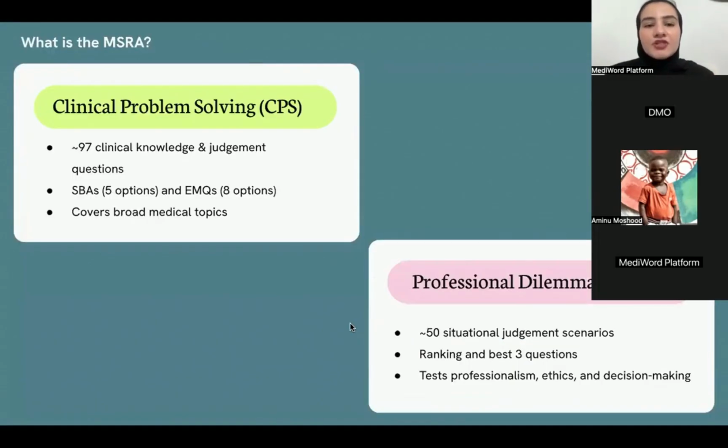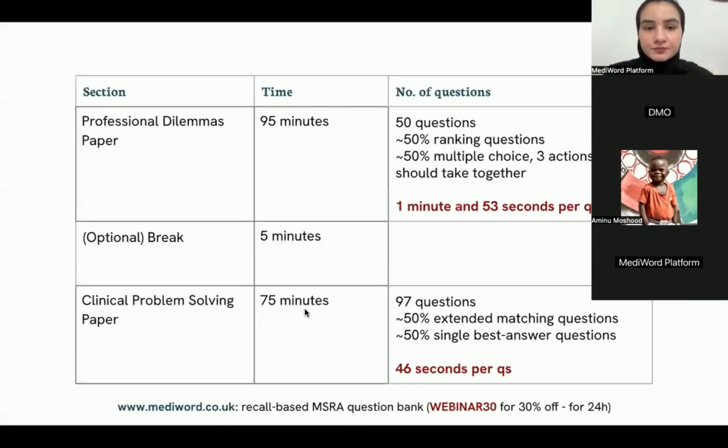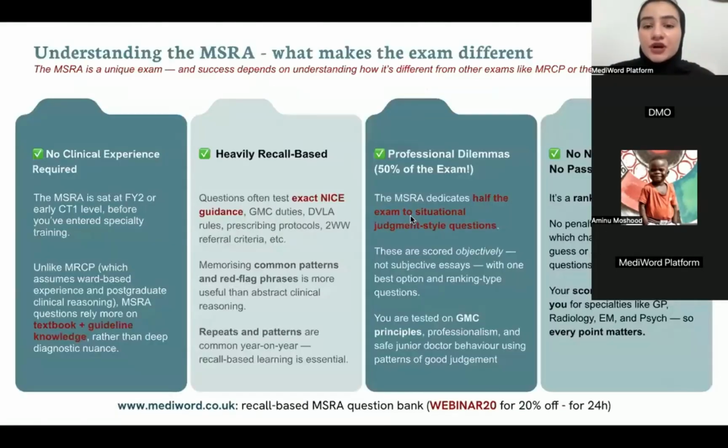Now, the MSRA exam, of course, everyone already knows this, is made up of two parts. We have the clinical part and the SJT part. Both of them are quite time strenuous. For SJT, we have around 1 minute and 50 seconds per question, whereas for clinical, we have around 45 seconds per question. 1 minute and 50 seconds per question for SJT is extremely tight. That is not a lot of time. You do need to practice questions under pressure in the last few weeks leading up to the exam.